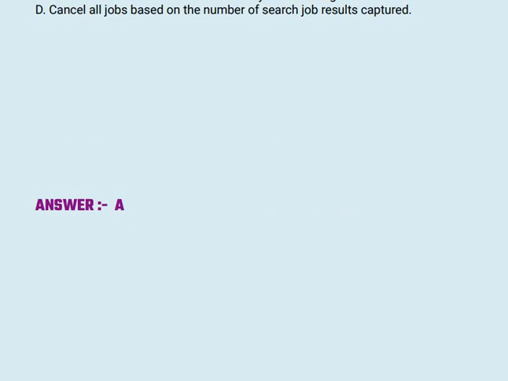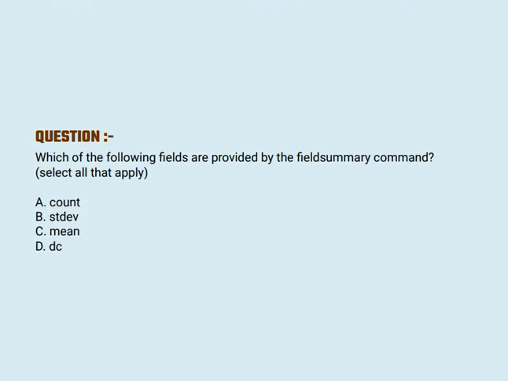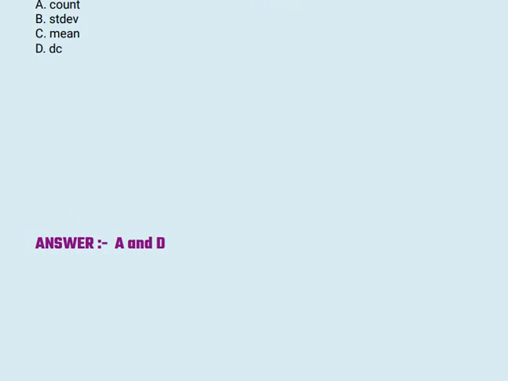Next question is, which of the following fields are provided by the fieldsummary command? Option A, count. Option B, stdev. Option C, mean. And option D, dc. The correct answer is option A and D.